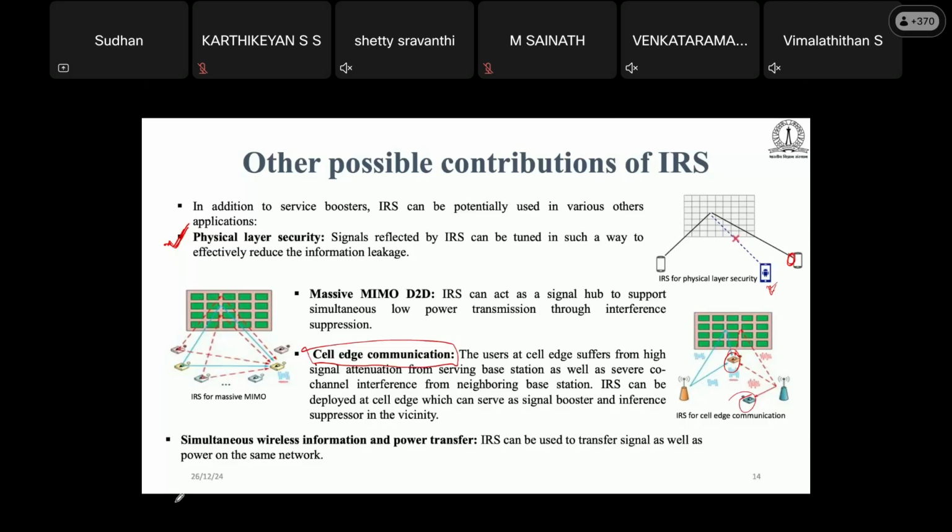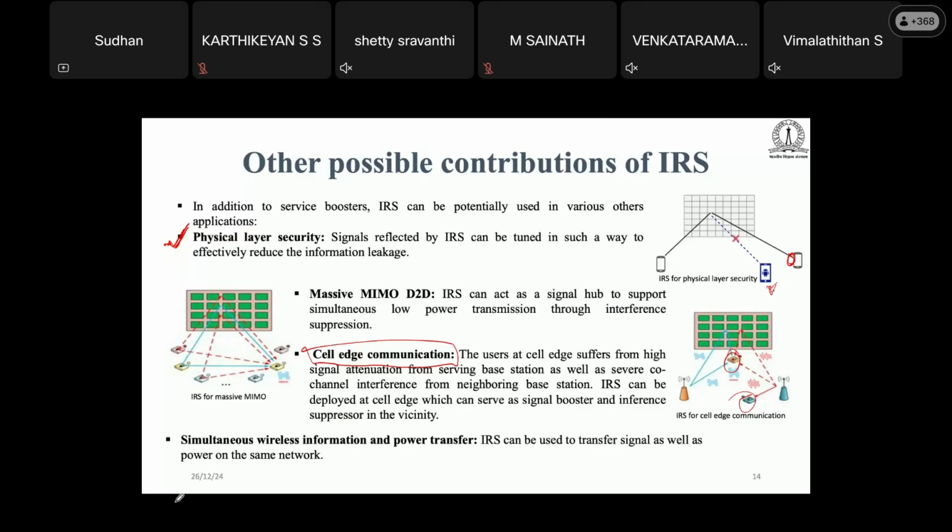Okay, the cell edge can be increased further by placing more passive IRS. So instead of adding more base stations, you can have one base station, and in the cell edge region you can put many IRS, so that user equipment can get the signal properly without much power hungry devices.